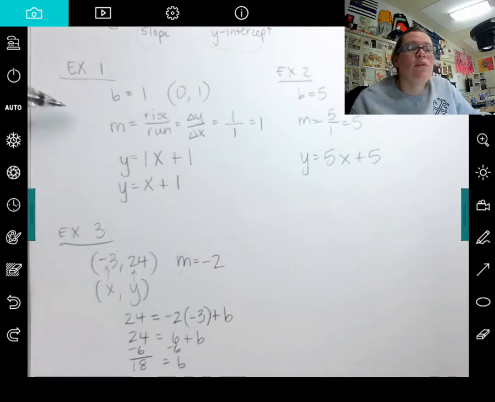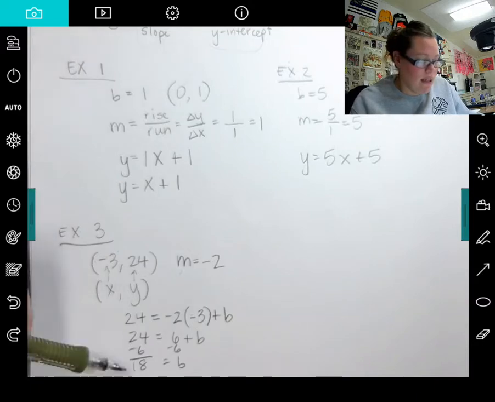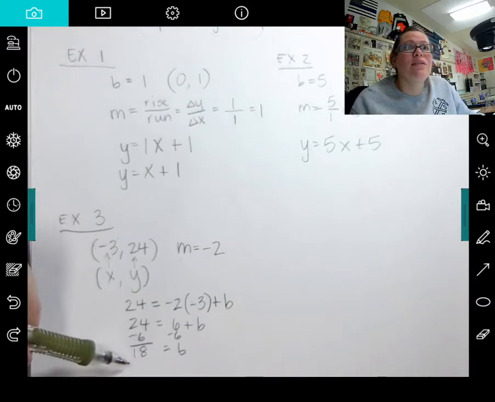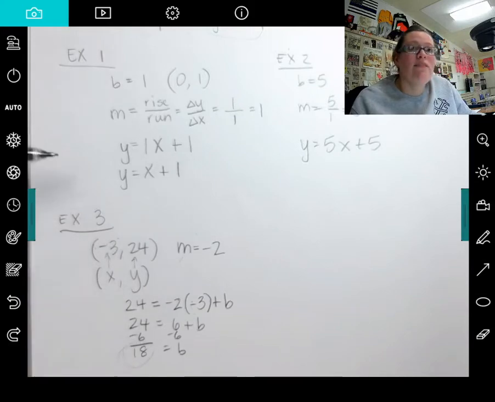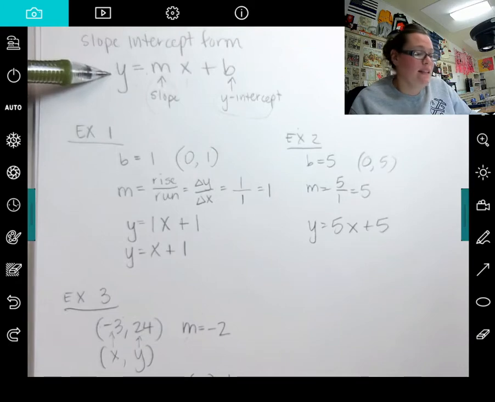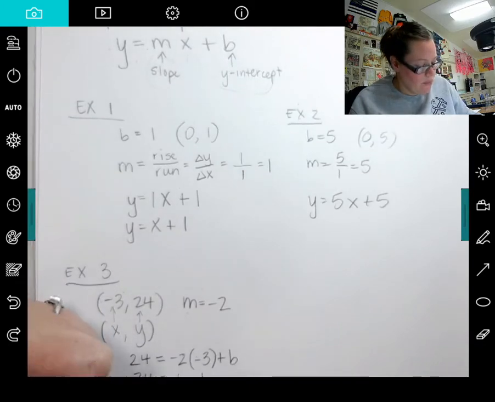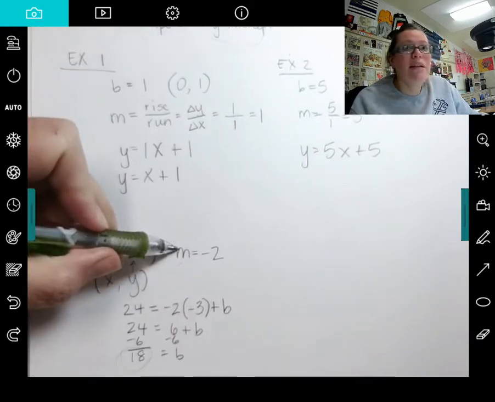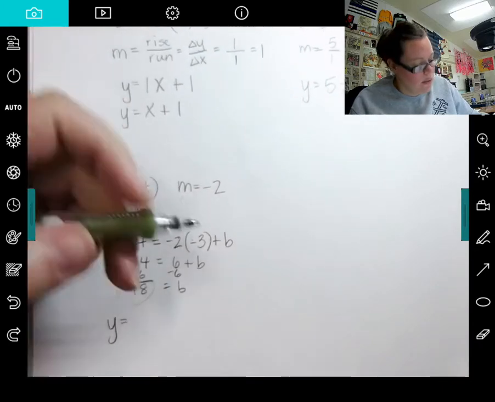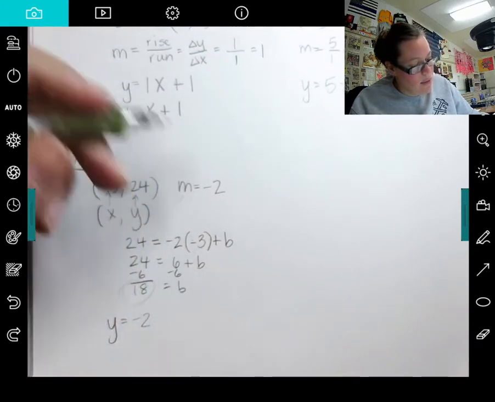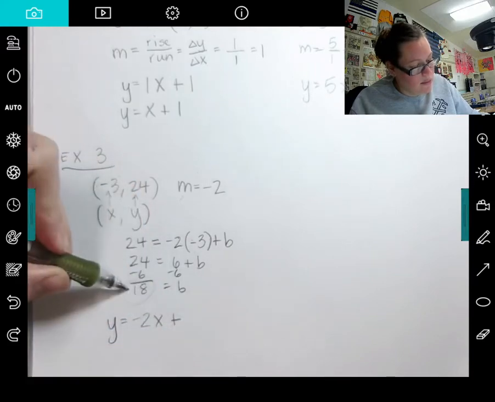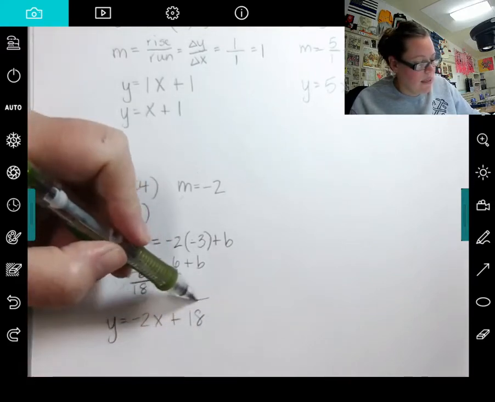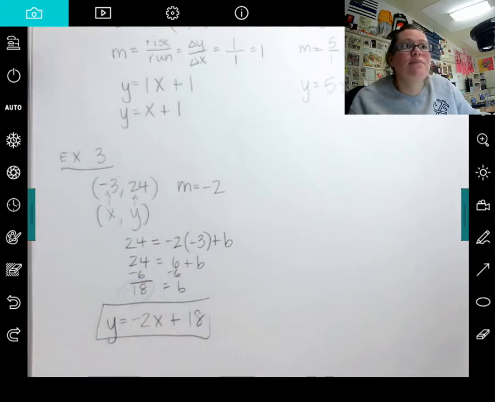Now we've found the y-intercept, we still aren't done. There's one more thing that we have to do. You haven't written the equation of the line yet. All you've done is determined the y-intercept. So this isn't the final answer. You don't just circle that and say we're done. We go back and we plug it into this equation. So we have y equals, m is -2, so mx plus b, which is 18. And that is the equation of the line.